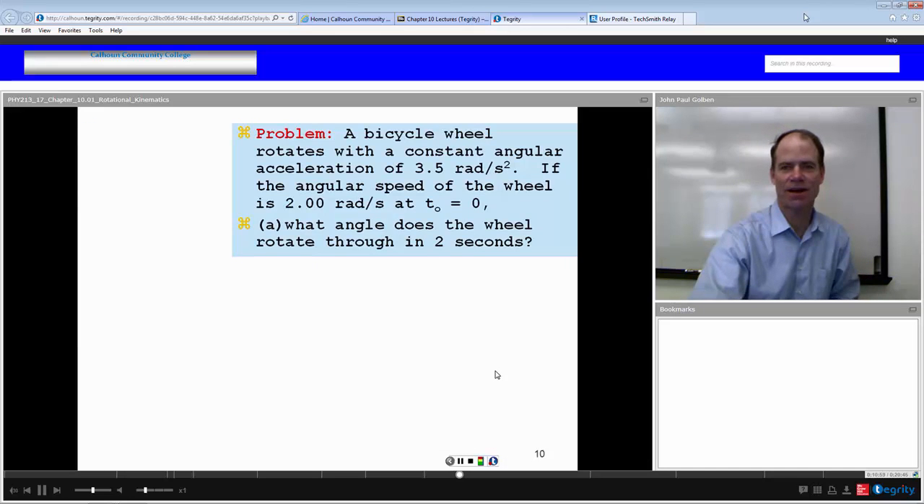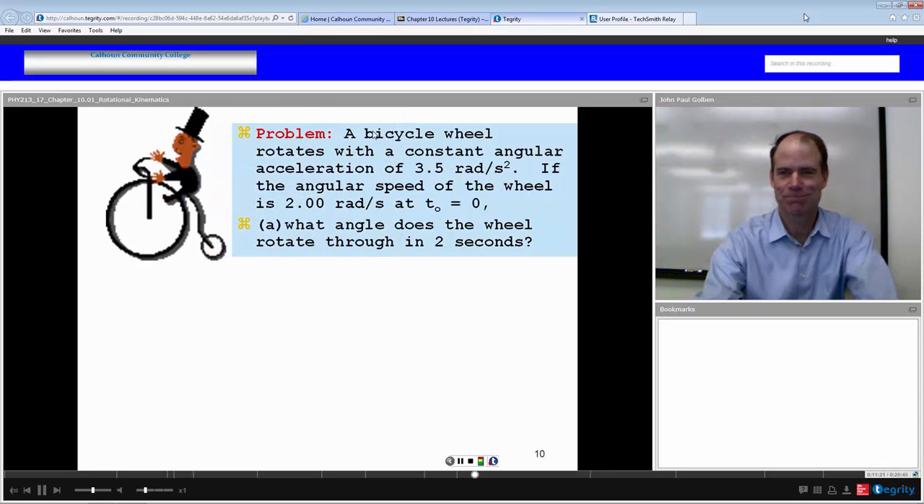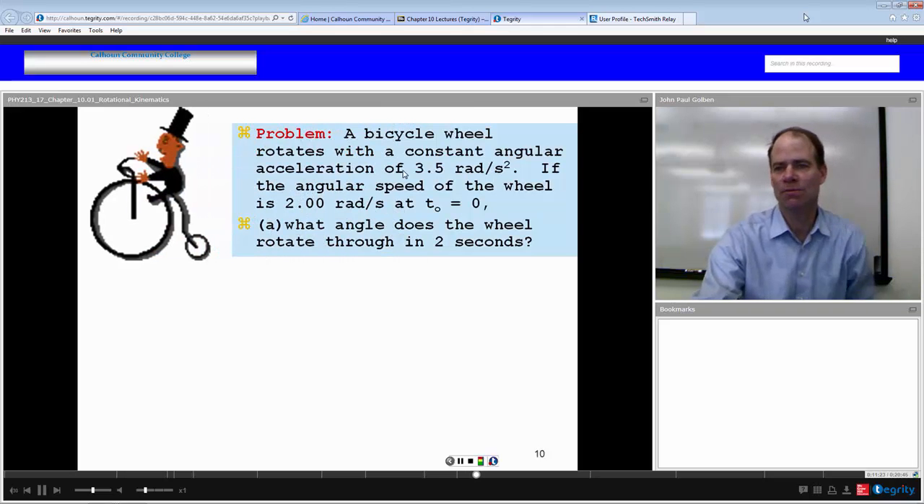Let's try it out. A bicycle wheel rotates with a constant angular acceleration of 3.5 radians per second squared. If the angular speed of the wheel is 2 radians per second at t naught equals 0, what angle does the wheel rotate through in 2 seconds? Alright, so we have a bicycle, and when reading the problem, we immediately can identify the angular acceleration. They told us what it was, 3.5 radians per second squared.